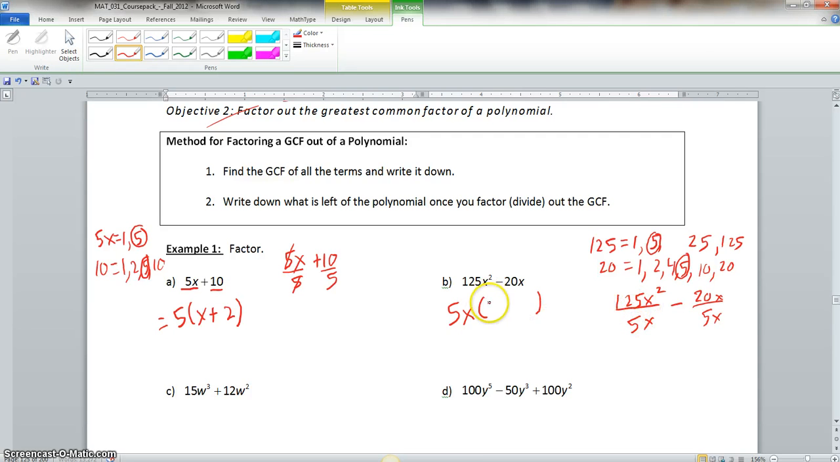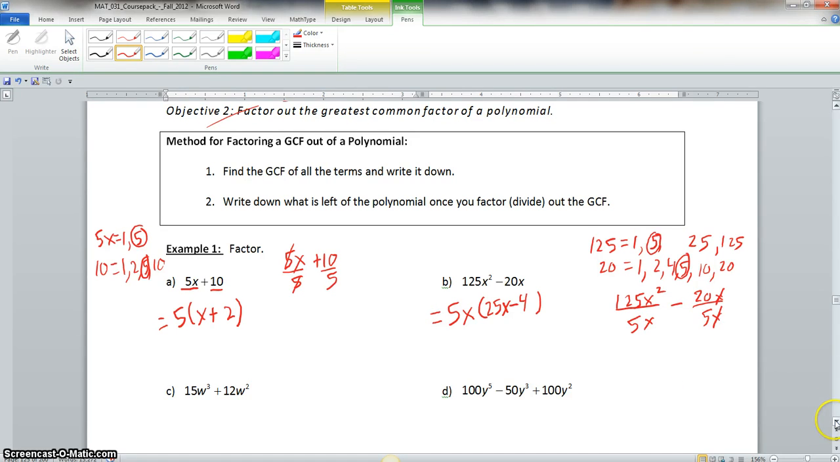125 divided by 5 is 25. x squared divided by x, we know we have the same base, so we subtract the exponents. 2 minus 1 is 1, so it'll just be x. Now this is minus 20 divided by 5 is 4, and we know these x's simplify out to 1. And 4 times 1 is 4. So our final answer is 5x times the parenthesis of 25x minus 4.